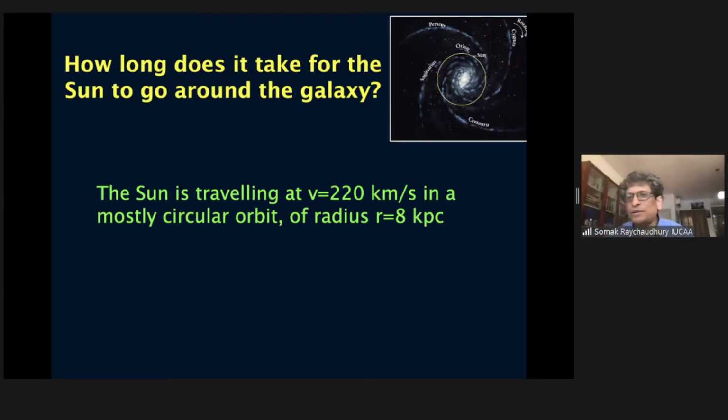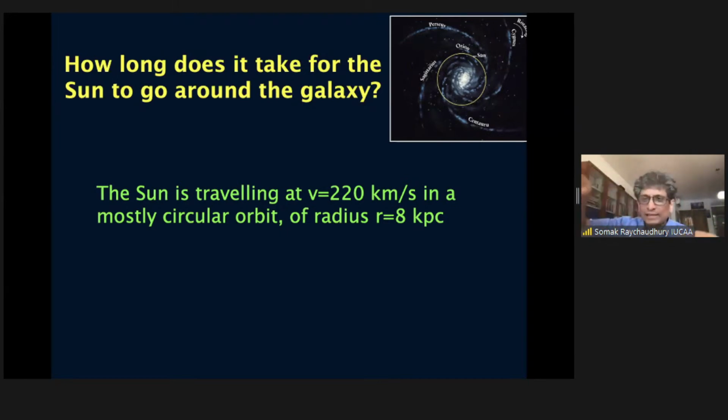The sun is going at 220 kilometers per second in a circular orbit, okay, at a radius of 8 kiloparsecs, 25,000 light years, around the center of the Milky Way. It's a circular orbit, okay. I say mostly circular orbit because it actually has a motion in the other direction as well, which is much slower. It has a motion in the z direction, so it's actually going like that.